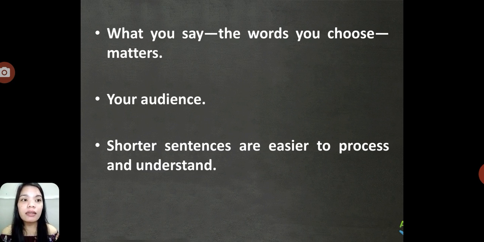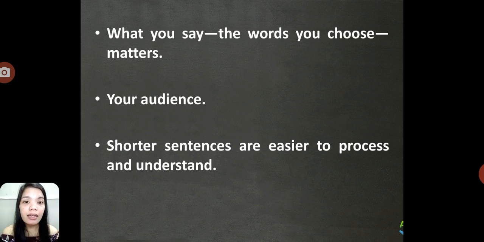Shorter sentences are easier to process. When it comes to communicating, sometimes less is more. Think of the importance of sentence structure. Short, simple sentences can create tension and urgency, whereas longer sentences are slower and often feature informal sentences.